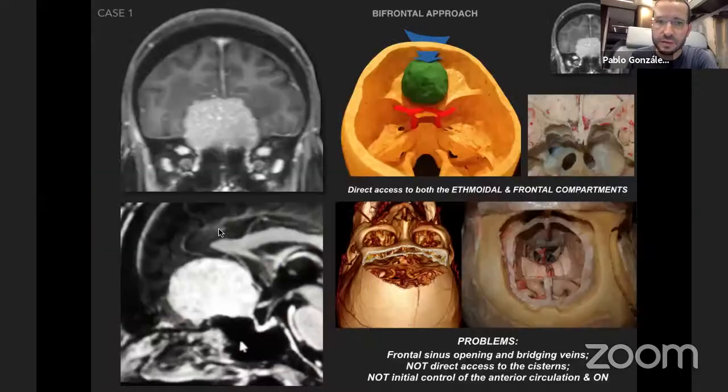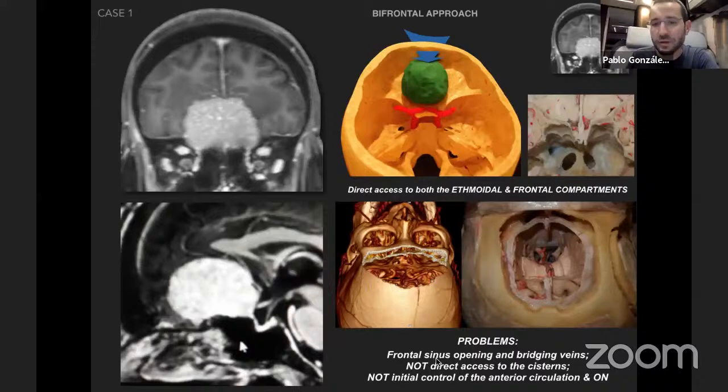In the first case, I did a bifrontal approach. It was 6 years ago, so I was feeling more comfortable with that one. And I will share with you why now I'm shifting to more lateral approaches in this kind of case. What kind of advantages can we have? First of all, we have direct access to these ethmoidal arteries on both sides and a panoramic view of this frontal compartment. This is one of the advantages of the bifrontal approach, but then we have very important problems.